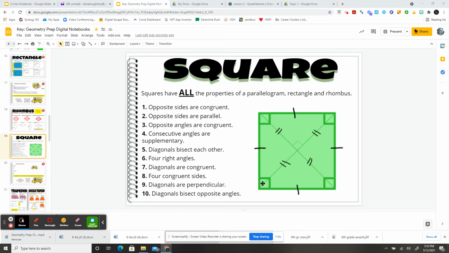The square. The square is everybody's favorite. Well, at least it's my favorite. We're going to go through these. We're going to mark them. So hopefully you've already looked at them.